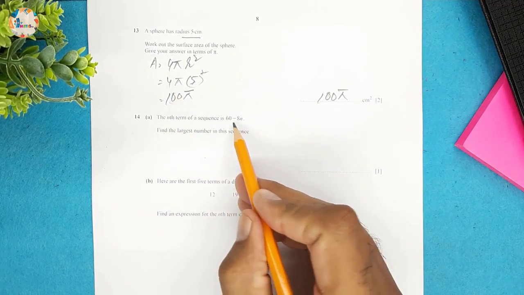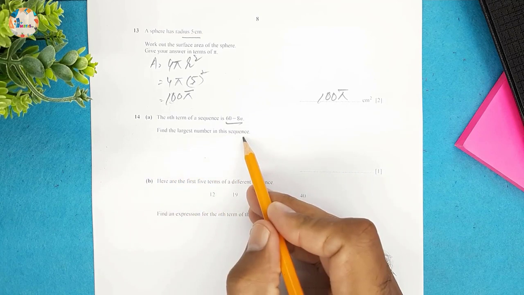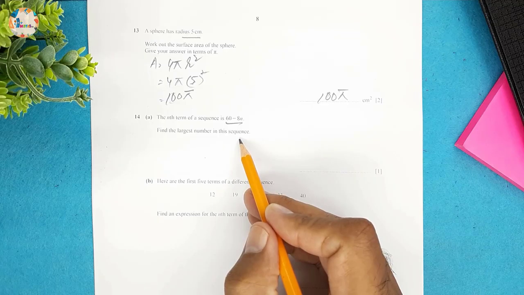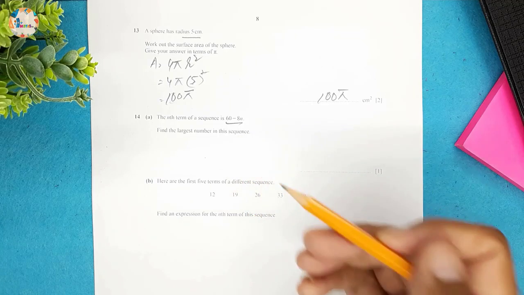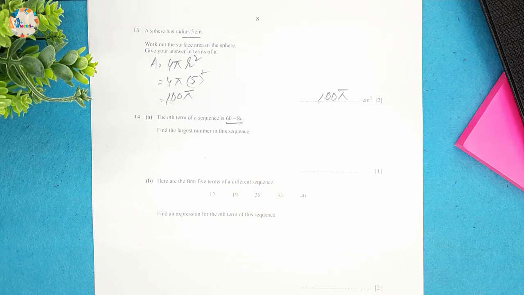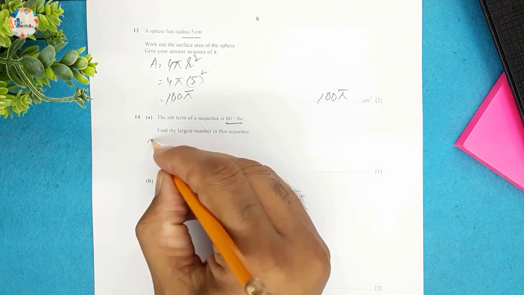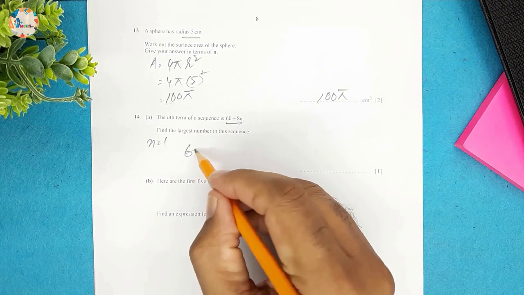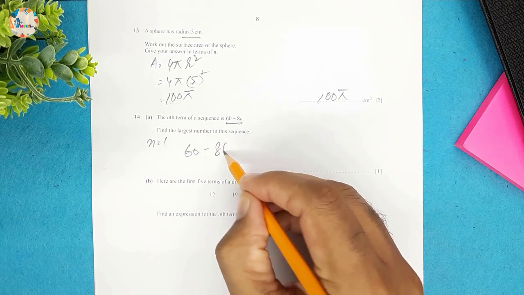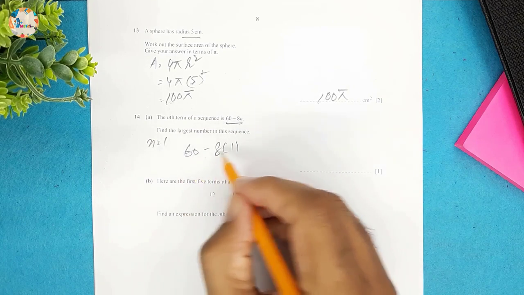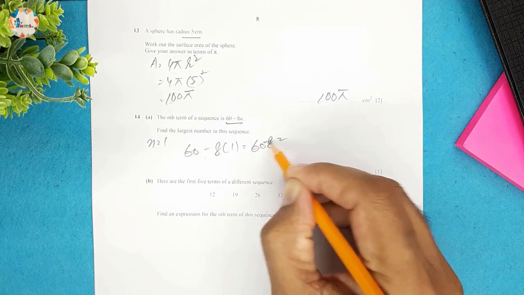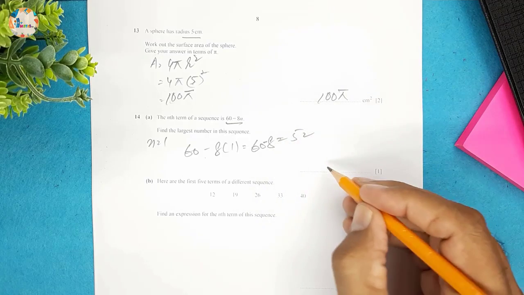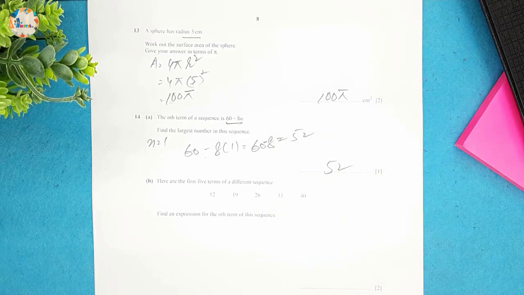The nth term of the sequence is given. Find the largest number in this sequence. For the largest number, we take the n value as 1, so 60 minus 8 into 1, which is 60 minus 8, equal to 52. So the answer will be 52.